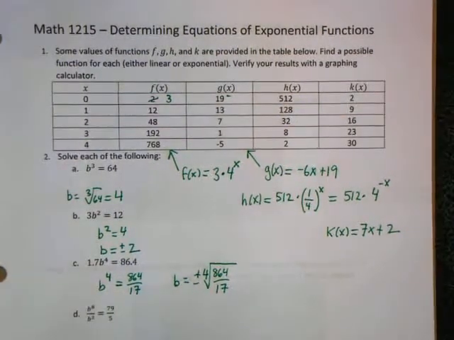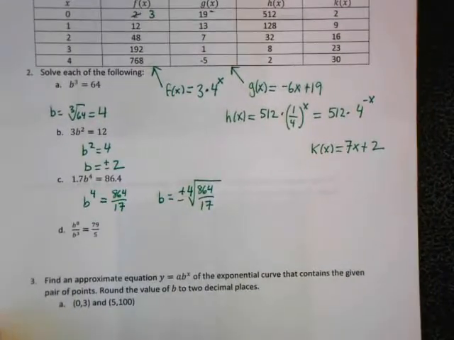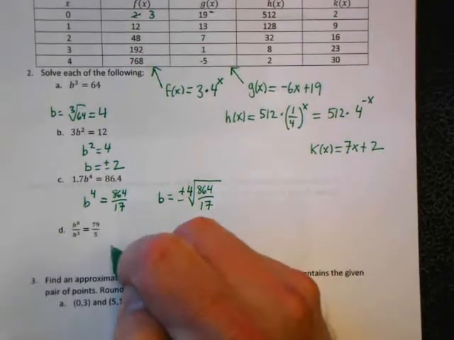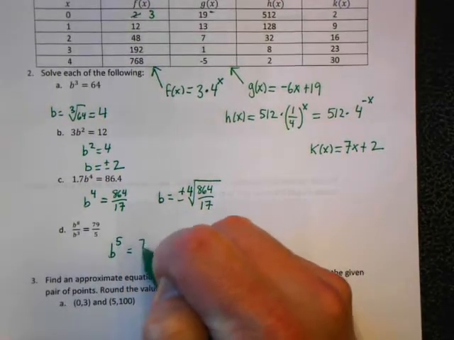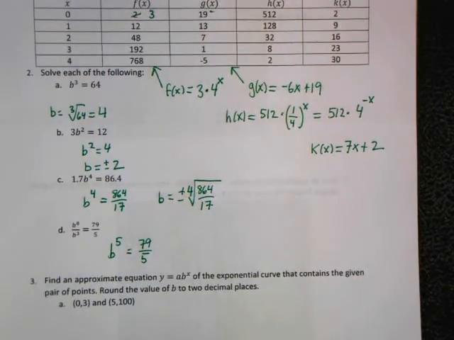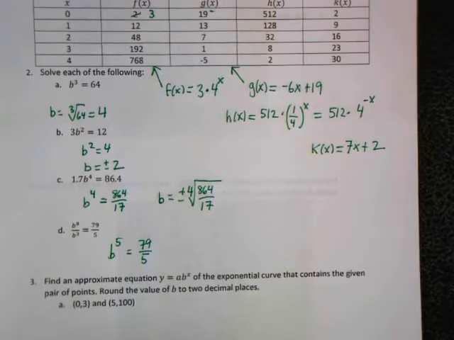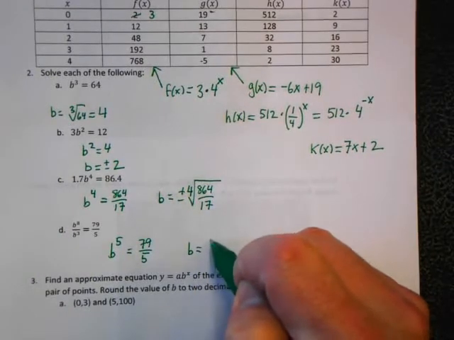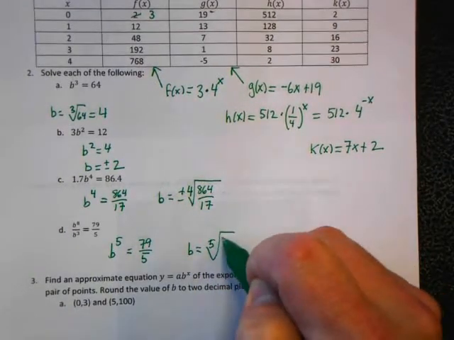All right, finally, part D. How would you solve that equation for b? b to the 8th over b cubed equals 79 over 5. Absolutely. We start by simplifying. On the left-hand side, we subtract those exponents. That's the same as b to the 5th is 79 over 5. And then how do you get the b all by itself? Fifth root. How many fifth roots are there? Just one. b is the fifth root of 79 over 5.